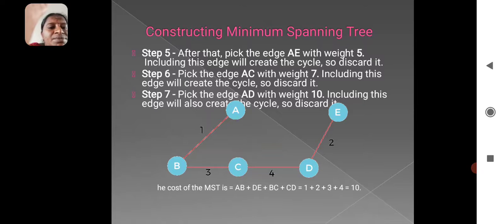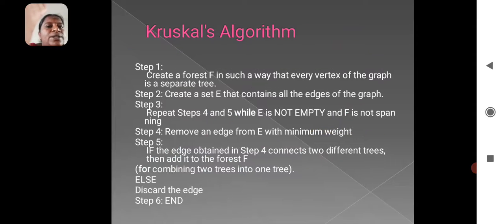We will get the minimum spanning tree cost. Here we have 1 plus 2 plus 3 plus 4, which is 10. So we get the cost of the minimum spanning tree, and we end the algorithm.